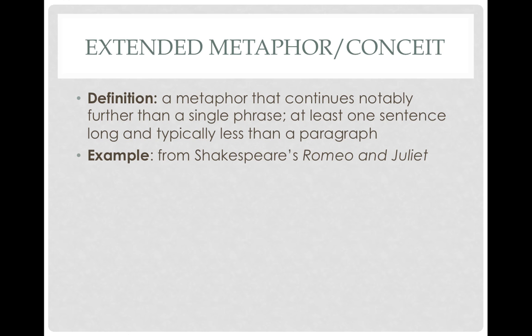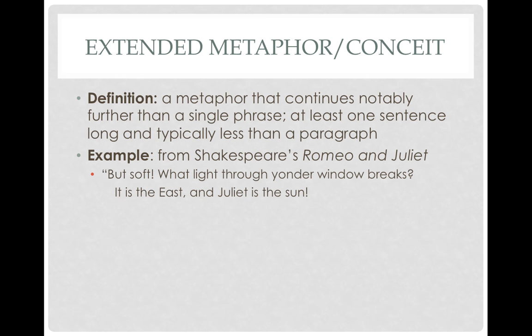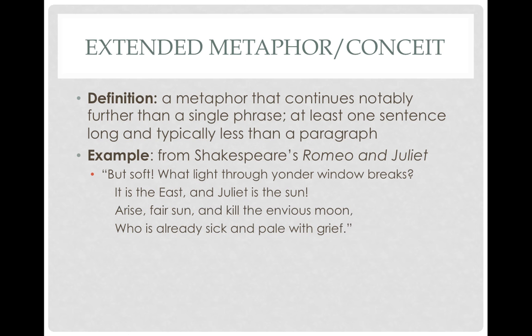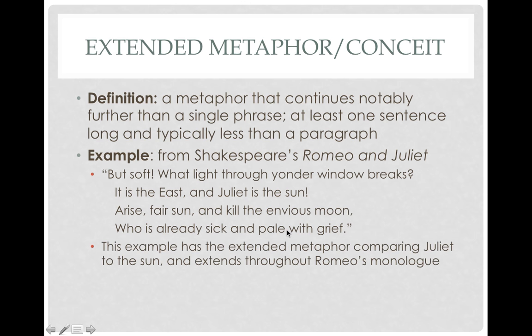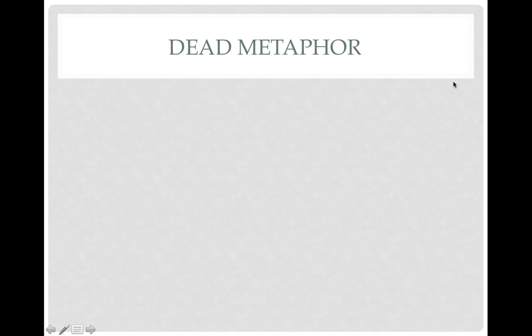So for example, from Romeo and Juliet, we have this little monologue from Romeo where he says, "But soft, what light through yonder window breaks? It is the east, and Juliet is the sun. Arise, fair sun, and kill the envious moon, who is already sick and pale with grief." So here we have 4 lines, all of which are comparing Juliet to the sun, and they continue throughout Romeo's speech here. If it was just one line, that would just be a regular metaphor, but the fact that he continues several times makes it an extended metaphor. You could also call it a conceit.